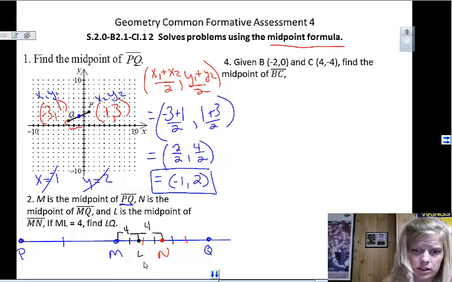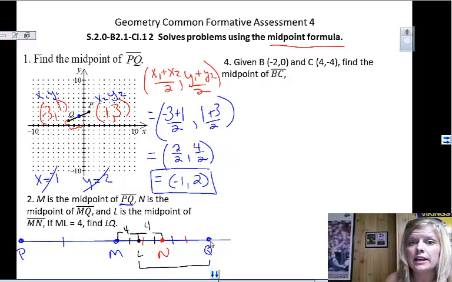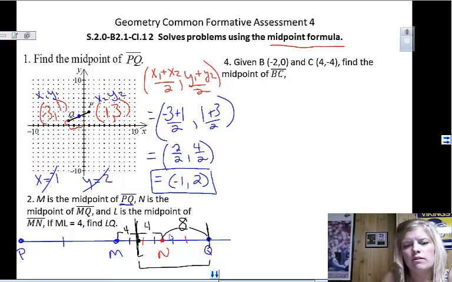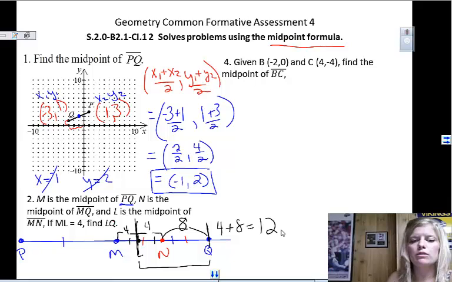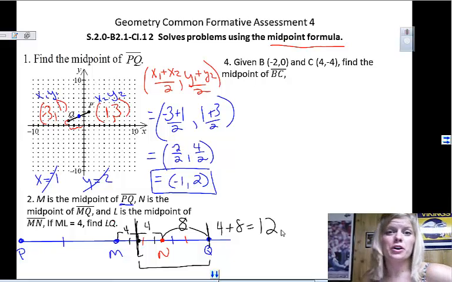Are we there yet? Because we need to find what is it from L to Q. I'm still missing NQ. We'll go back. N is in the middle of MQ. So if MN is 8, how much is N to Q? 8. Nice. Now you guys are catching on. Alrighty. So we have LQ. 4 plus 8 gives me how much? 12. How'd you do? Probably the hardest question on this page.